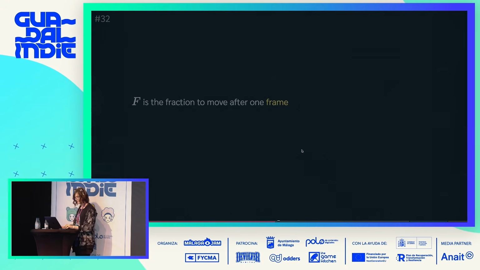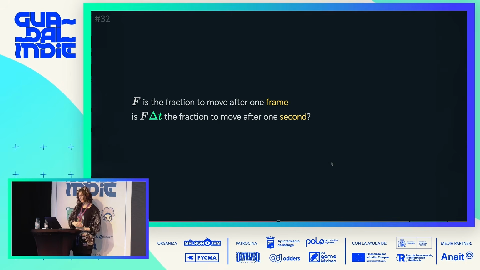OK. So you might think, well, if f is the fraction to move after 1 frame, is f times delta time the fraction to move after 1 second?